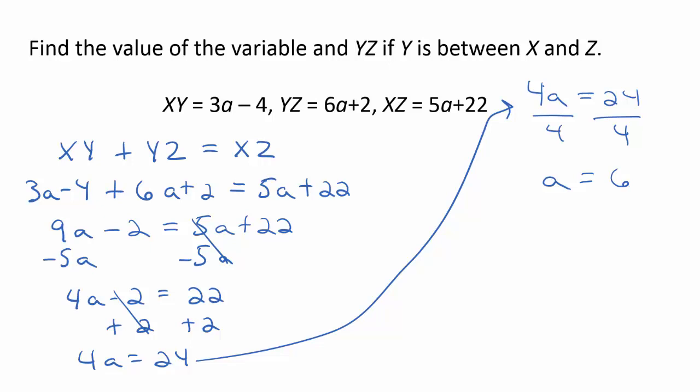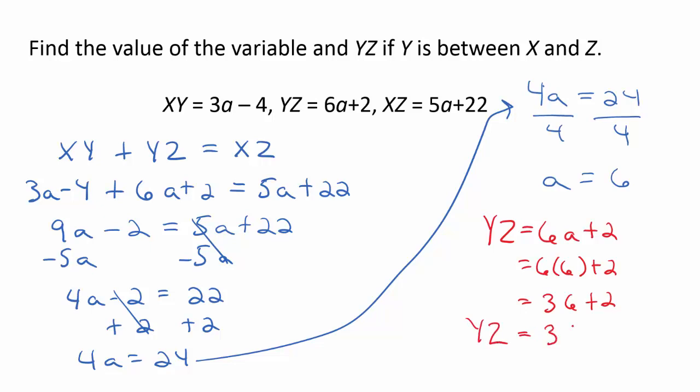Now we're going to plug A back into the equation for YZ, because that's what we need to figure out. YZ equals 6A plus 2. Plug 6 into the equation. 6 times 6 is 36 plus 2. So YZ now equals 38.